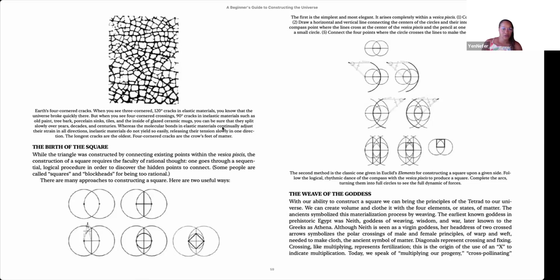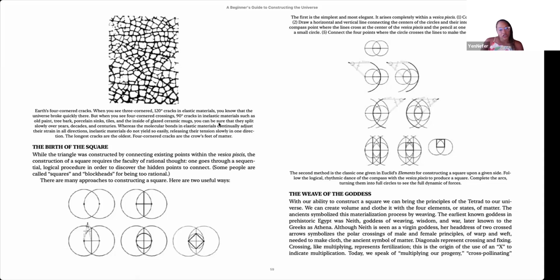you can be sure that they split slowly over years, decades, and centuries, whereas the molecular bonds in elastic materials continually adjust their strain in all directions. Inelastic materials do not yield so easily, releasing their tension slowly in one direction. The longest cracks are the oldest. Four-cornered cracks are the crow's feet of matter, the birth of the square.